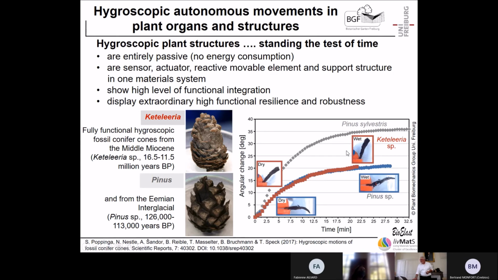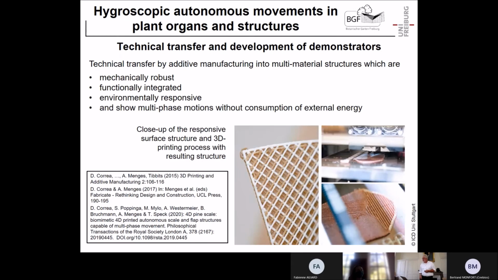They are slightly less in the angular change, but after 50 million years, they do exactly the same, the charcoalified cones. Why do we have this difference? It's probably due to the fossilization process, that you have tiny minerals embedded which hinder the movement a bit, but in principle it works even after 50 million years.